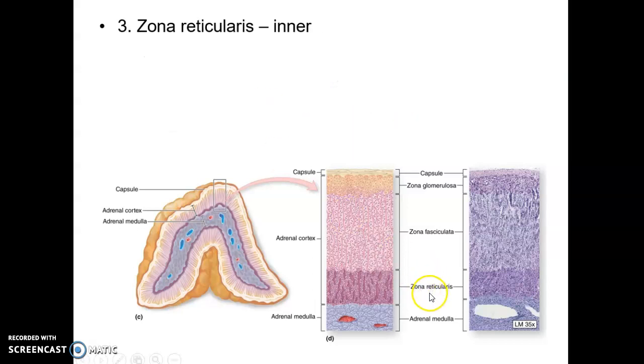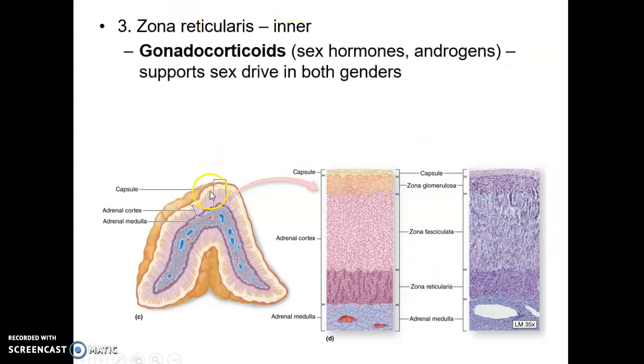And then the deepest zone, zona reticularis, or Grand Funk Railroad, or Godfather Rules, inner deepest zone of the adrenal cortex, excuse me, gonadotropins are produced there. So think gonads, think sex organs in the sense of the production of sex hormones. So it helps support the sex drive in both genders, the gonadotropins.